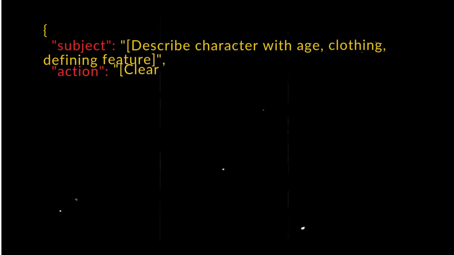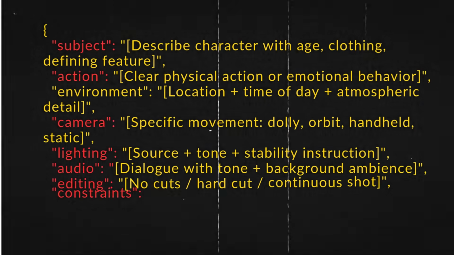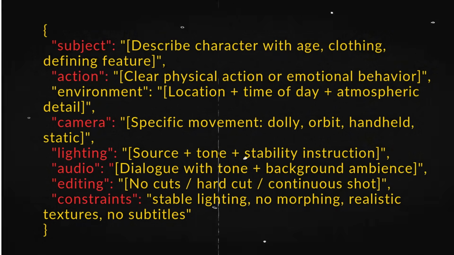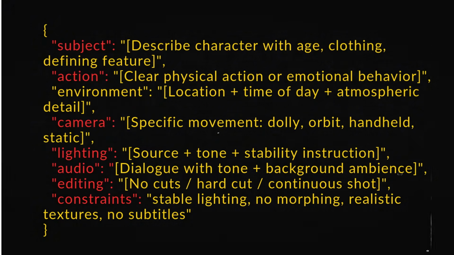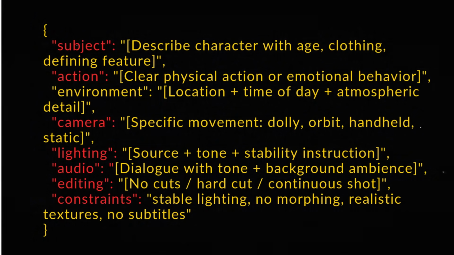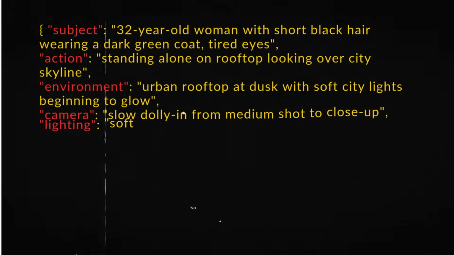Now let's talk about something that most people completely ignore: JSON prompting. If you're new to this, don't panic. You're not coding. You're simply structuring your prompt in a cleaner format. Instead of writing everything in one paragraph, you organize it into defined blocks. This is the basic JSON template, and here's a prompt based on this template.